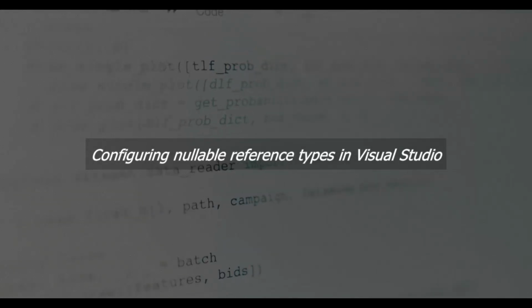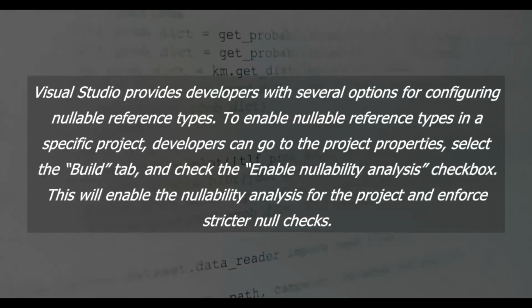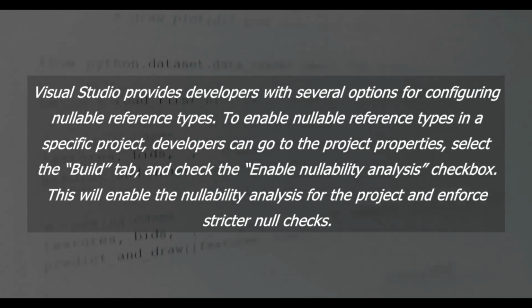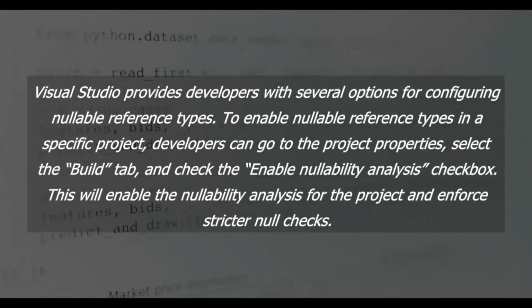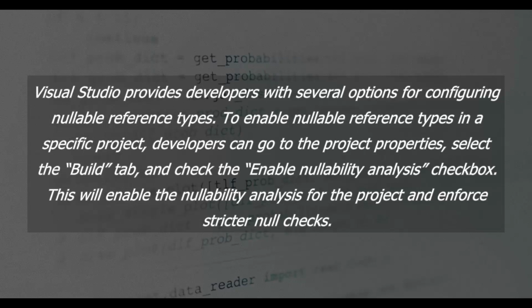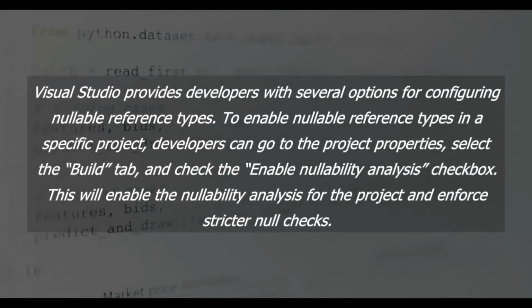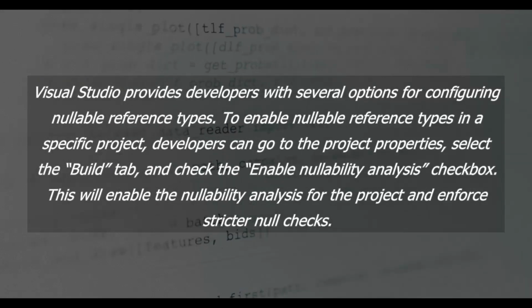Configuring nullable reference types in Visual Studio. Visual Studio provides developers with several options for configuring nullable reference types. To enable nullable reference types in a specific project, developers can go to the project properties, select the Build tab, and check the Enable Nullability Analysis checkbox. This will enable the nullability analysis for the project and enforce stricter null checks.